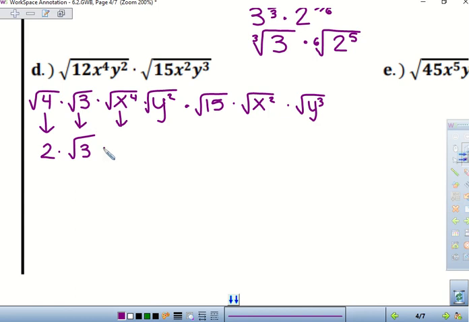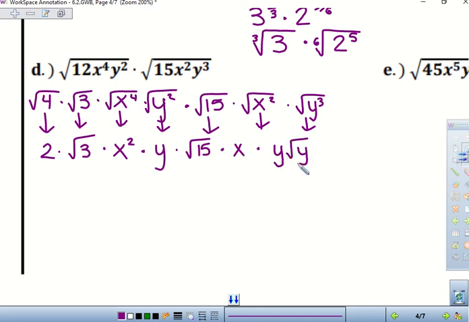What is the square root of x to the 4th? Good. What's the square root of y squared? Y. This doesn't simplify, so we just leave it as 15. This right here, x, and then this right here, this one's a little bit more tricky. Anyone know what this becomes? Y to 3 over 2. You're close. Yeah. So it's actually going to become y radical y.